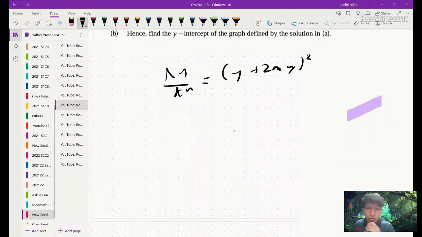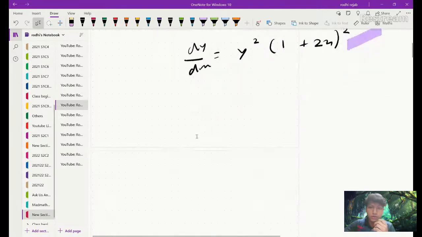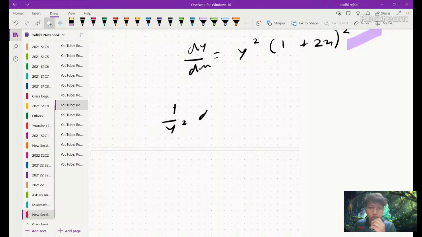First before we pindah kita factorize y. So akan jadi y square is equal to 1 plus 2x square dy over dx. So sekarang kita kena pindahkan y square and dy belah kiri and x and dx belah kanan. So we will get 1 over y square dy is equal to 1 plus 2x square dx.